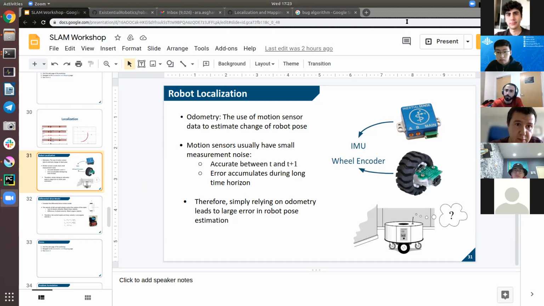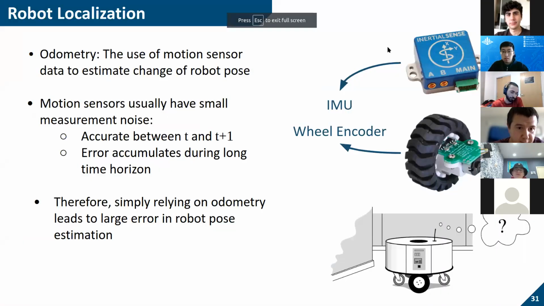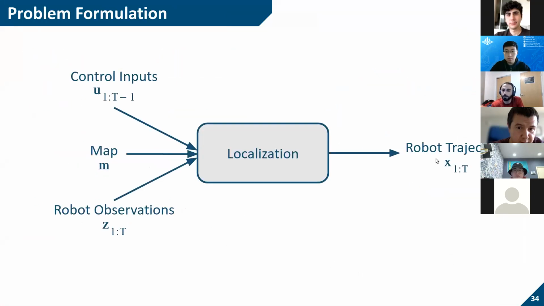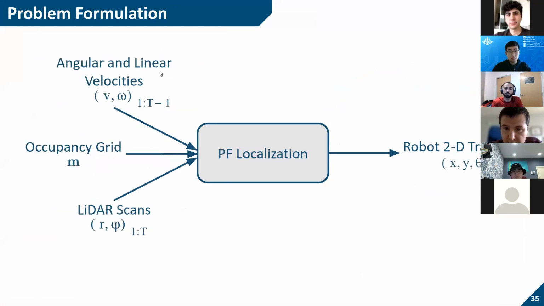Okay. So let's continue and try to talk about localization more. Localization is a method which takes control inputs like angular or linear velocities, the map, and robot observations, and tries to find the correct robot trajectory. In our case, we deal with angular and linear velocity, an occupancy grid, just like demo number 2, and LiDAR scans as we saw in demo number 1. And we try to generate the correct robot trajectory like X, Y, and theta.